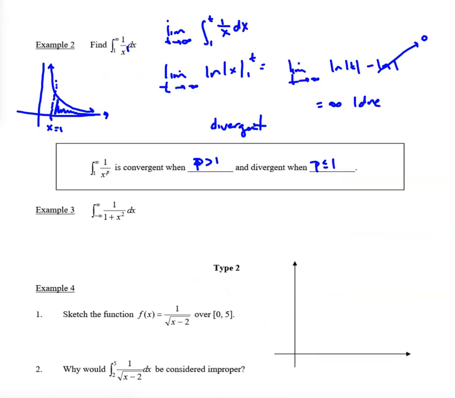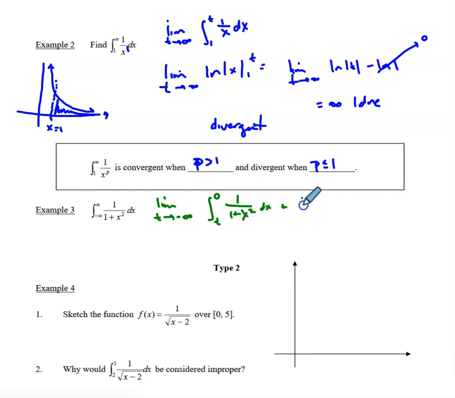Let's do one more example of a type 1 improper integral, this time with the lower limit of integration of negative infinity and the upper limit of integration of positive infinity. So what I need to do is set this up while pulling apart my integral. First I'm going to have the limit as t goes to negative infinity, and I'm going to integrate from t, which replaced my negative infinity, to 0 of 1 over 1 plus x squared dx.